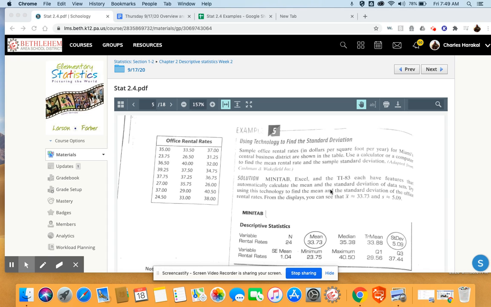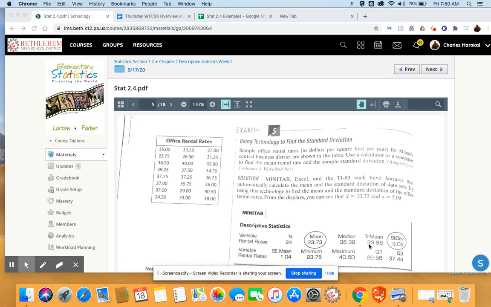Well, good morning. We're going to start today with a quick review of yesterday's topic, finding standard deviation, utilizing the Google Sheet. We're going to do example number 5 here, which was a specific technology example in the textbook. It gives us a sample of office rental rates, dollars per square foot, for Miami's central business districts, shown in the table on the left.